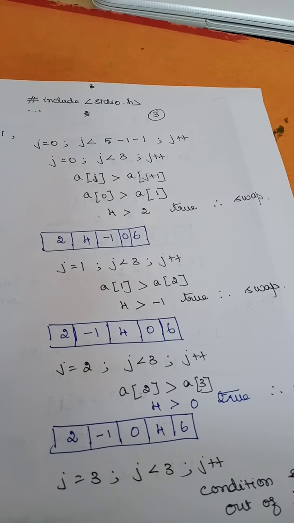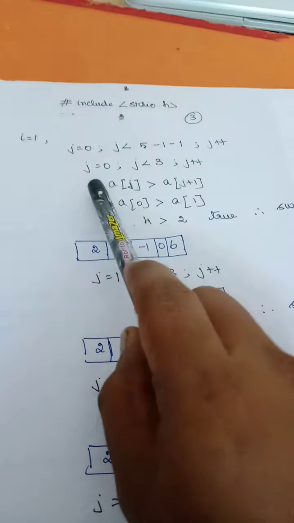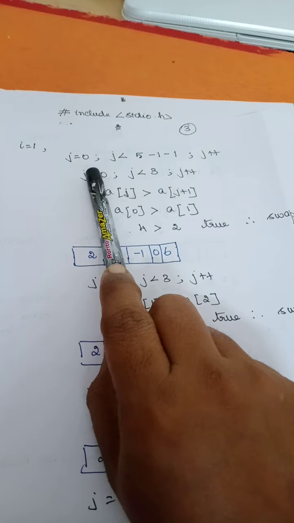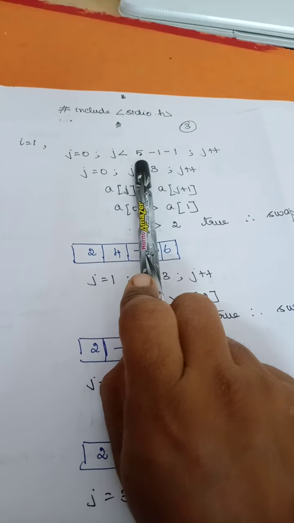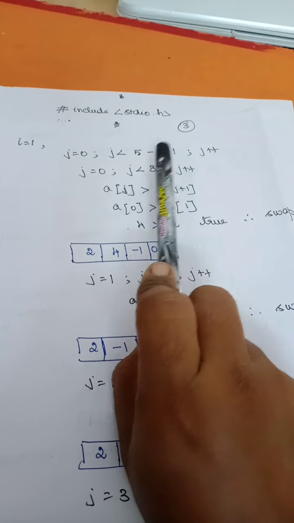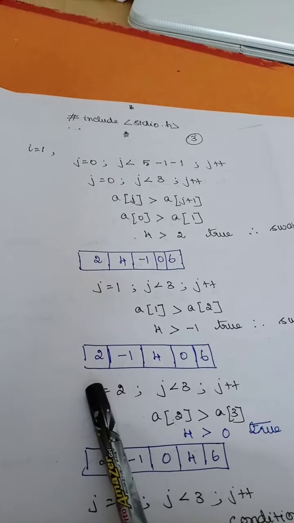Right? Because we have completed that for loop. So now we'll make i equal to 1. Again you have to start from j equal to 0. So when you start j equal to 0, again my i value is 1. So 5 minus i minus 1, that is going to be 3. So from 0 to 3 I will do the same process again.